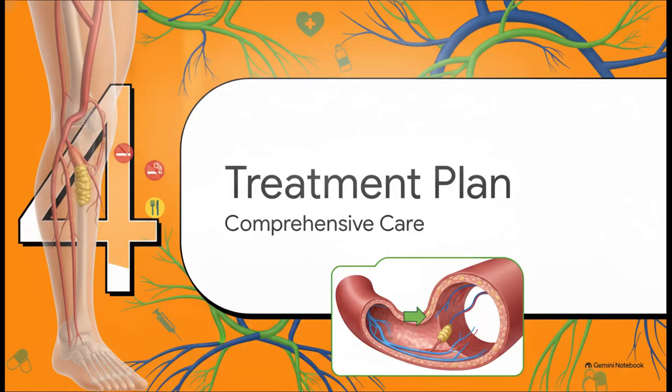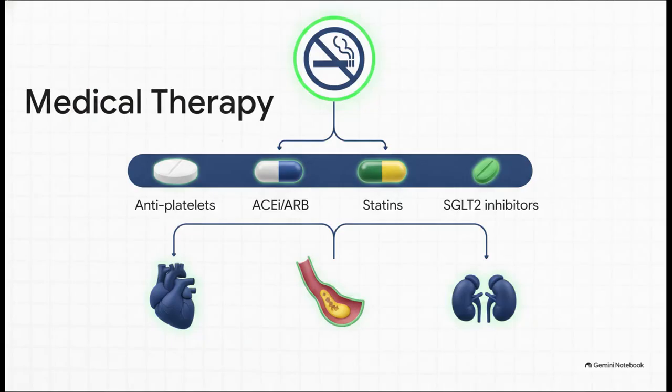All right, Section 4, Comprehensive Treatment Plan. We've identified the risk factors, we've recognized the clinical signs, and we've confirmed the diagnosis. Now, how do we save this patient's leg and, more importantly, their life? Management here is strictly divided. First up, we have universal medical therapy. Every single PAD patient gets this regimen because, remember, we are dealing with a systemic disease.